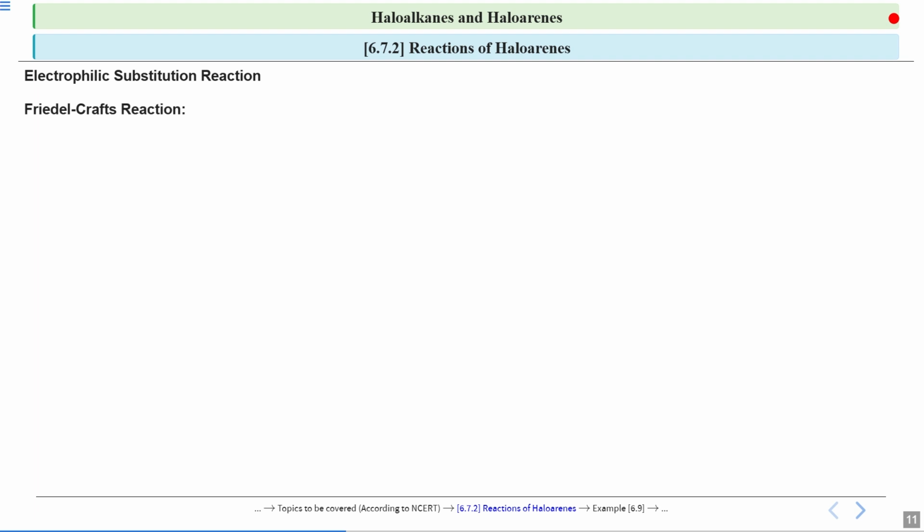The second type of Friedel-Crafts reaction is acylation. Now, what is acylation? It is where an acyl group is added. The acyl group is RC double bond O. So in acylation, the acyl group is added to the haloarene, and here the electrophile is the acyl group, RC double bond O positive. So this is an electrophile, the acyl group, which acts as the electrophile in this acylation Friedel-Crafts reaction.